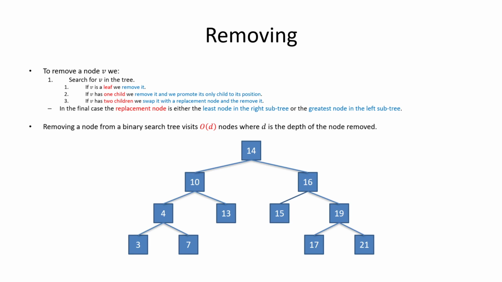If our node has 0 children, then it's what we call a leaf. Deleting a leaf is actually the easiest thing that we can do. Deleting leaves in trees, right? That's like pruning your tree. Those are the parts of the tree that are easy to cut off, right? Okay.